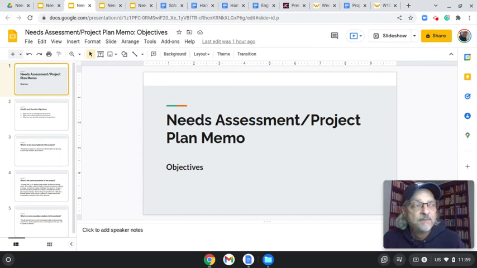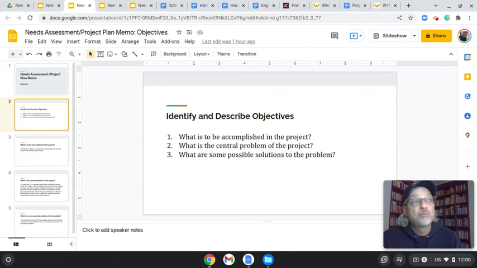I think our objectives for this project, and that's what we're talking about, objectives for the project, not necessarily for this project plan memo per se. All right, so what are our objectives? We want to identify and describe our objectives in this section. And recall, I'm using the sample that I posted last week for that. Find it under the week 7 heading. So we have 3 main questions we want to address, identify, and describe.